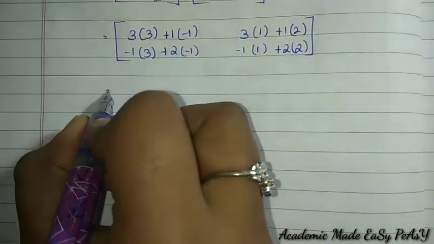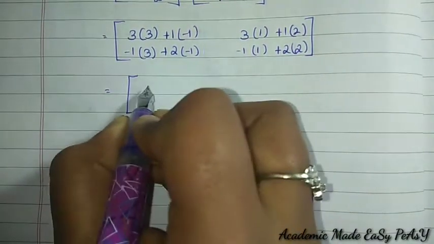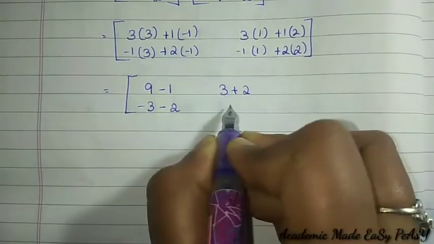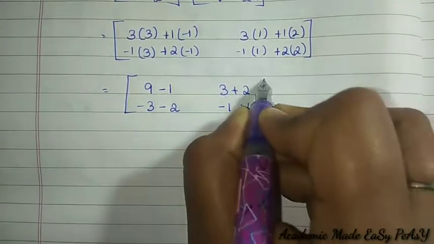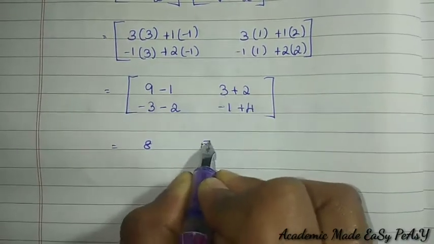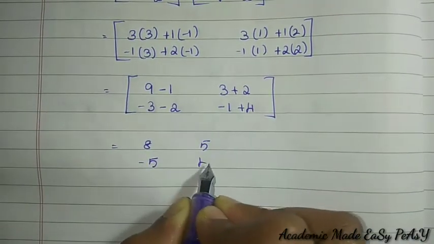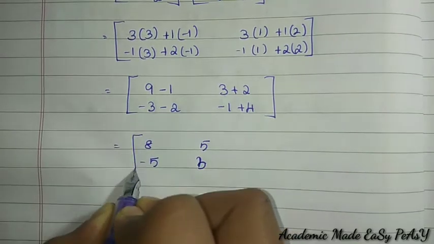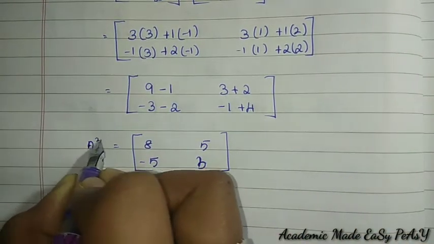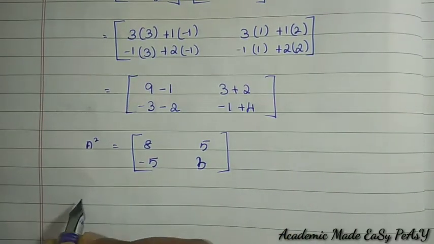So now we will be calculating. So 9 minus 1, 3 plus 2, minus 3 minus 2, minus 1 plus 4. So 8, 5, minus 5, 3. So this is the matrix for A square. So now let's substitute in the equation.